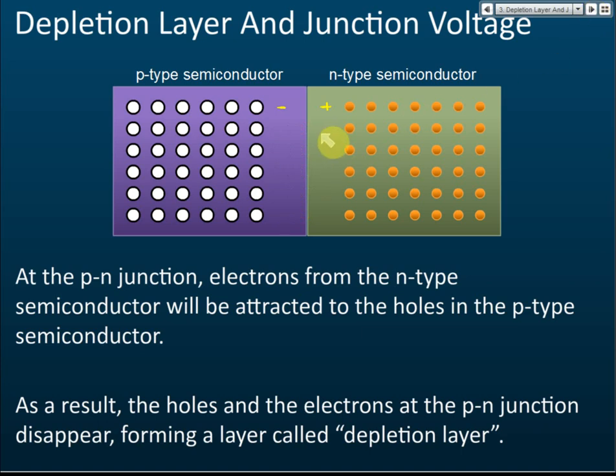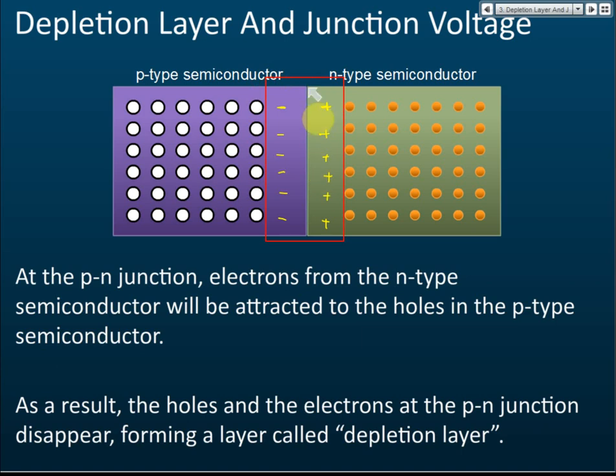So I think you can see that, right? All the electrons go into the hole, and then the recombination occurs, and the electron disappears, and the hole disappears. And when the electrons move away, this place will be positively charged, and this place will be negatively charged. The place where there are no free electrons and no holes, this place is called the depletion layer, okay?